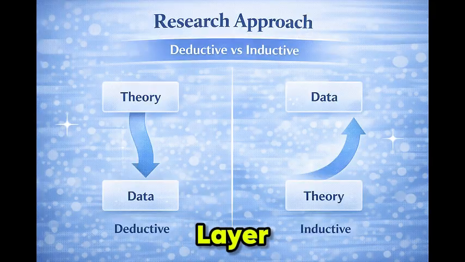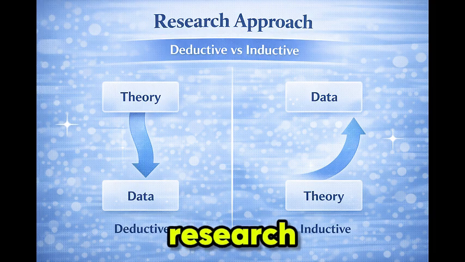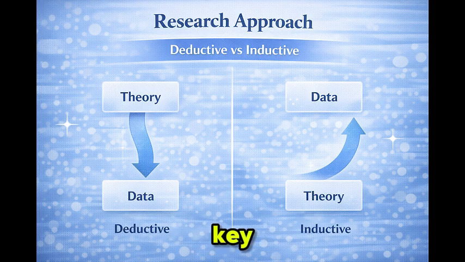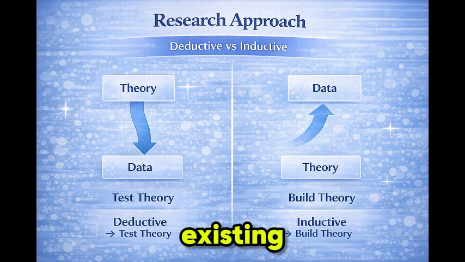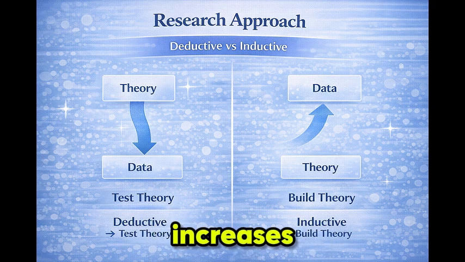The second layer, research approach. Once your philosophy is clear, you decide on your research approach. This answers one key question. Are you testing existing theory or building new theory? A deductive approach starts with theory. You develop hypotheses and test them with data. For example, testing whether advertising increases sales based on existing economic theory.